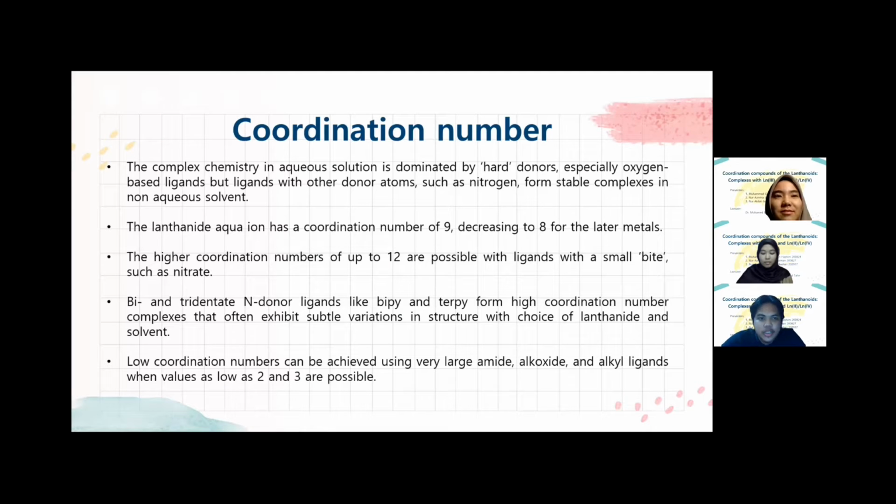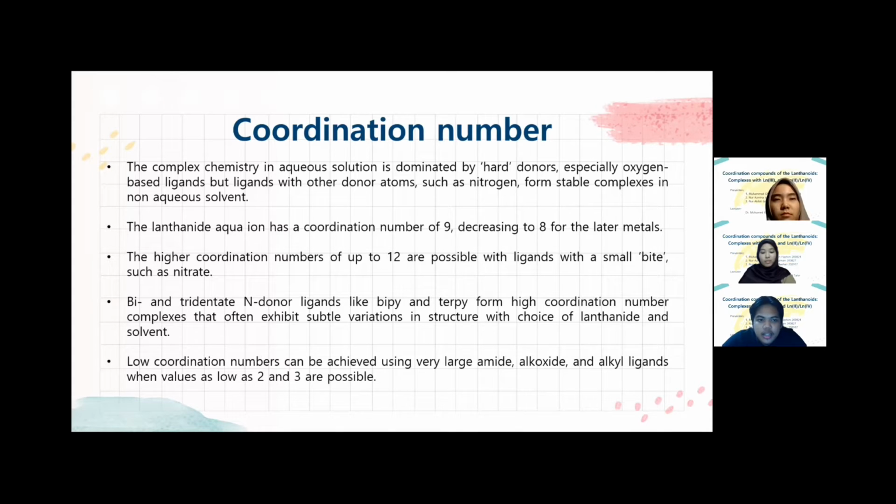Donation number. The complex chemistry in aqueous solution is dominated by hard donors, especially oxygen-based ligands, but ligands with other donor atoms such as nitrogen form stable complexes in non-aqueous solvent. The lanthanoid aqua ion has a donation number of 9, decreasing to 8 for the later lanthanoids. Then higher donation numbers of up to 12 are possible with ligands with a small bite such as nitrate.